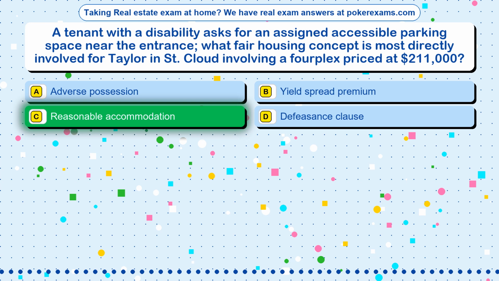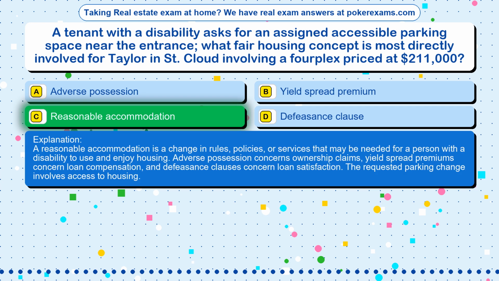The correct answer is option C, reasonable accommodation. A reasonable accommodation is a change in rules, policies, or services that may be needed for a person with a disability to use and enjoy housing. Adverse possession concerns ownership claims, yield spread premiums concern loan compensation, and defeasance clauses concern loan satisfaction. The requested parking change involves access to housing.